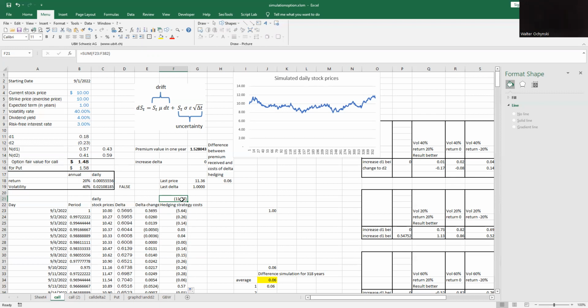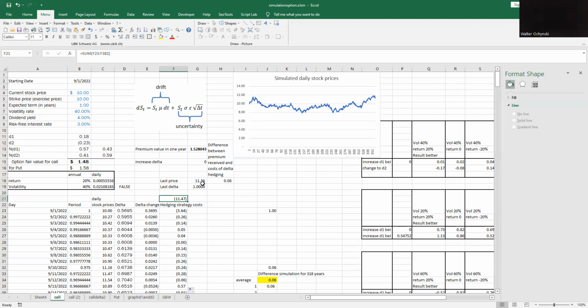It is shown in cell F2021. We see here also the last price after 360 days. It will be the last price, 11.36. So at the price of 11.36, the option will be exercised.